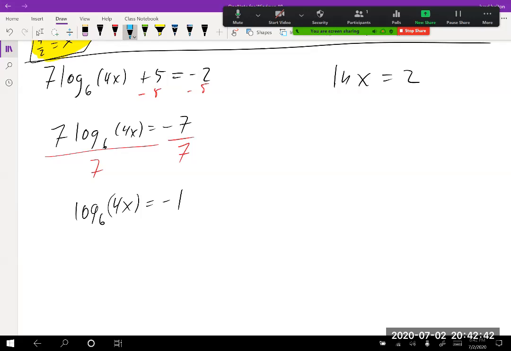Now that we have it as a log all by itself without the 7 in front, you can't do it when there's a number in front. Whenever you're using these properties of logs or undoing a logarithm and rewriting it as an exponential, you should always have a 1 in front. So right now there's a 1 right here, so we're okay. So this becomes 6 to the negative 1 is equal to 4x.